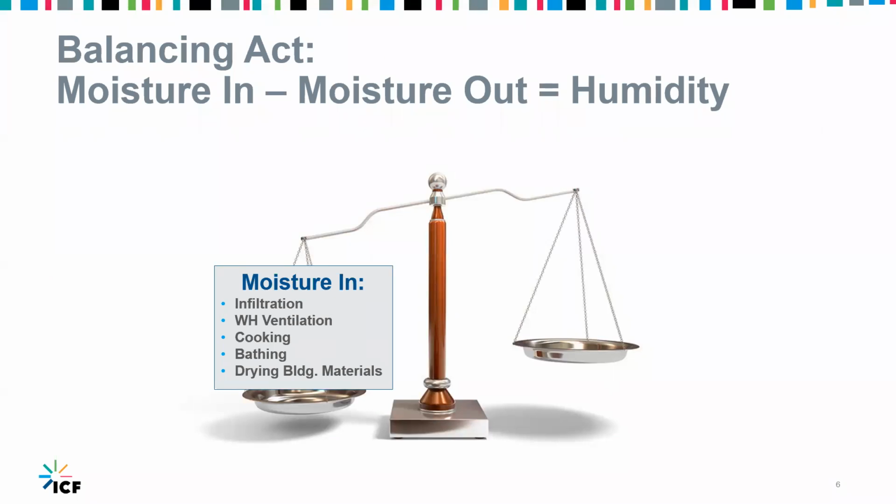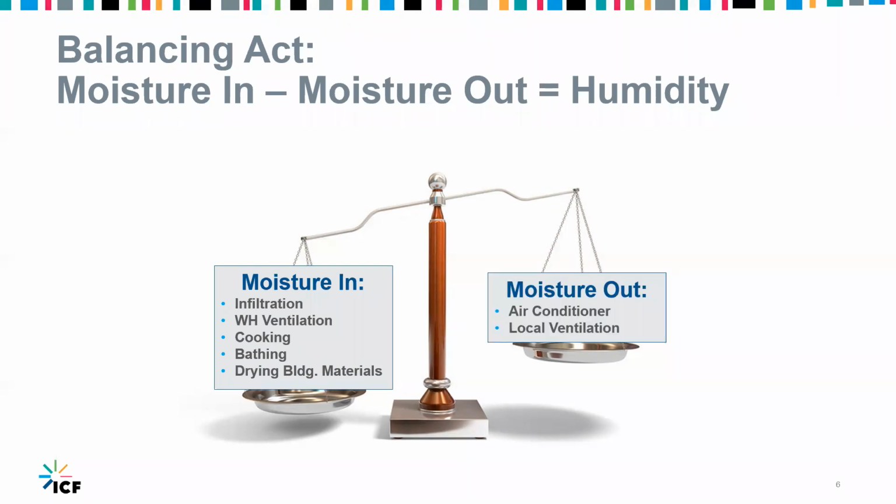Moisture in your home typically comes from sources like infiltration, whole house ventilation if you have it, cooking, bathing, building materials drying out if it's a new construction. And you can think of humidity control as a balancing act. So it's moisture coming into the house and moisture going out of the house.